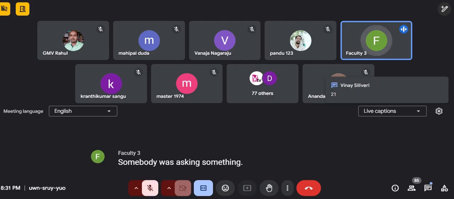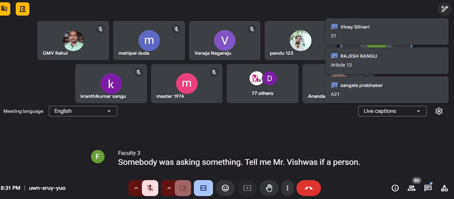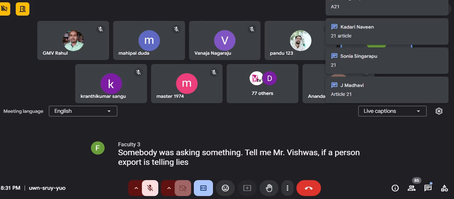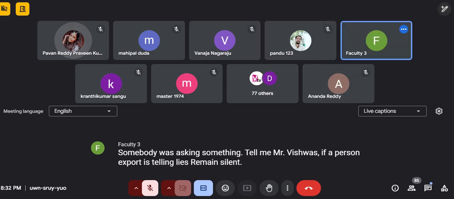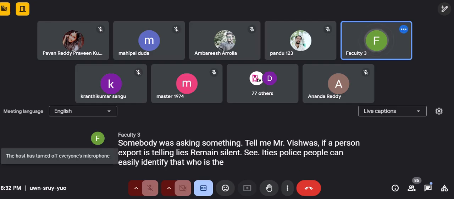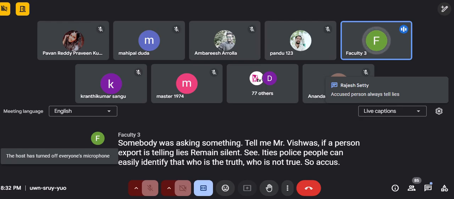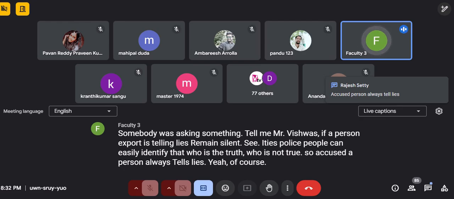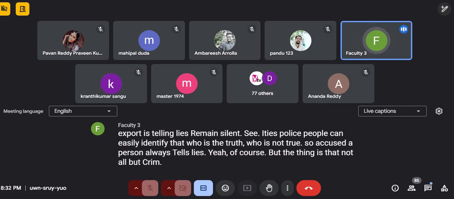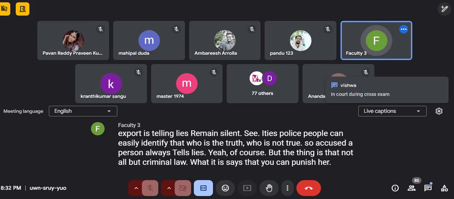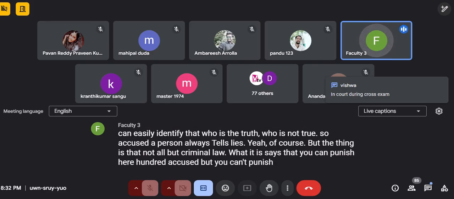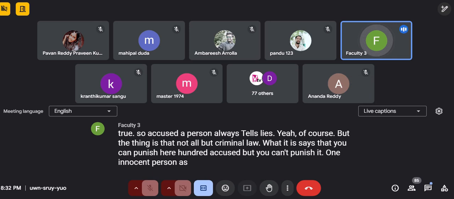Yes, somebody was asking something. Tell me, Mr. Vishwas. If an accused person is telling lies, remain silent. See, police can easily identify who is telling the truth and who is not. So the accused person always tells lies. Yeah, of course, but not all. Criminal law says that you can let 100 accused go, but you can't punish one innocent person as an accused.